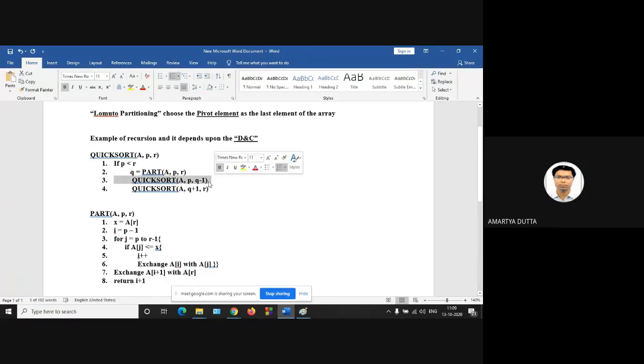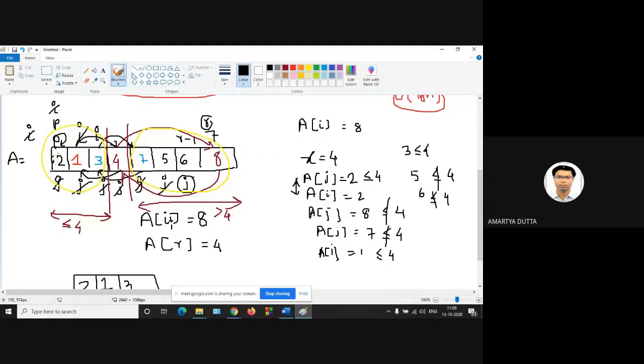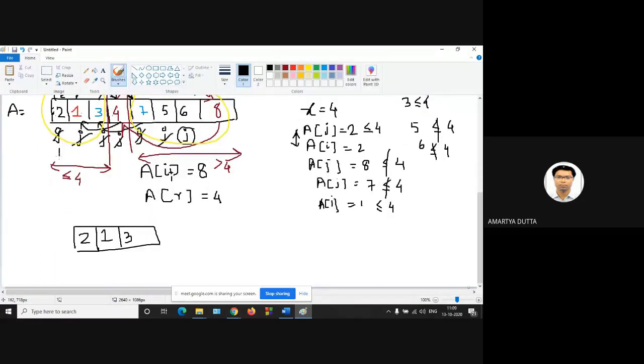What is the left part? First one is p and second one is q minus 1. So this is the 2, 1, 3. This is the left array L and this is the R: left and right subproblems. Now we have to recursively solve this left subproblem and right subproblem. So first 2, 1, 3.